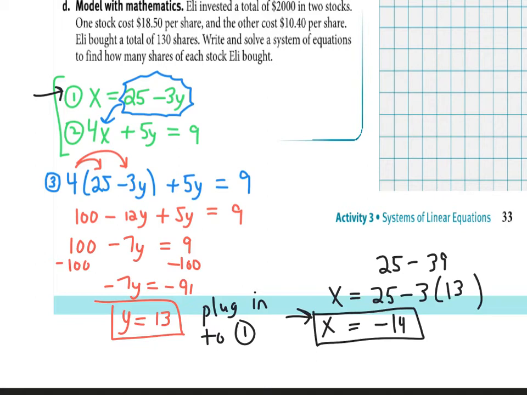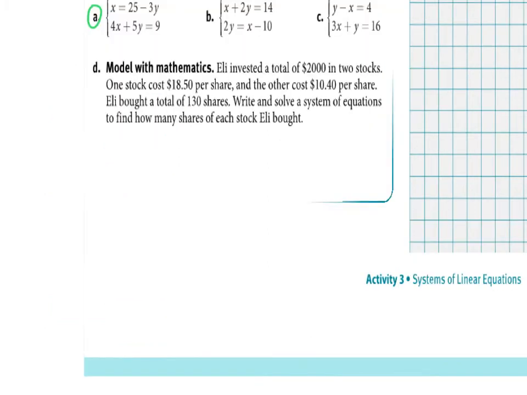Alright, so let's walk through a second example where we're going to be setting up a word problem and then doing the same method to solve it. So example 2 here, part D. Eli invested a total of $2,000 in 2 stocks. One stock cost $18.50 per share and the other cost $10.40 per share. And Eli bought a total of 130 shares. So let's write and solve a system of equations to find out how many shares of each stock Eli bought.